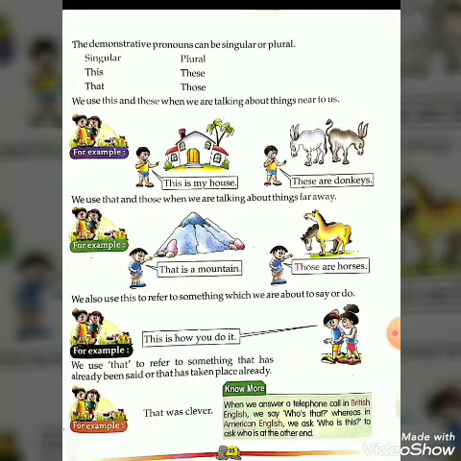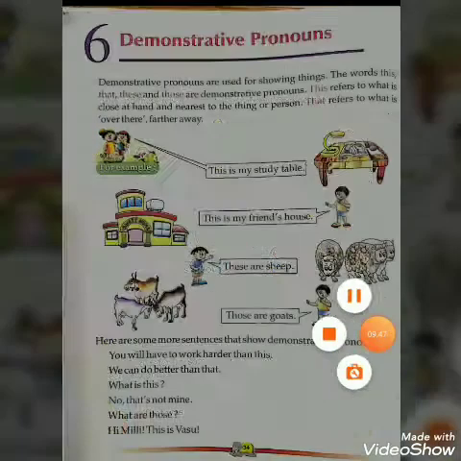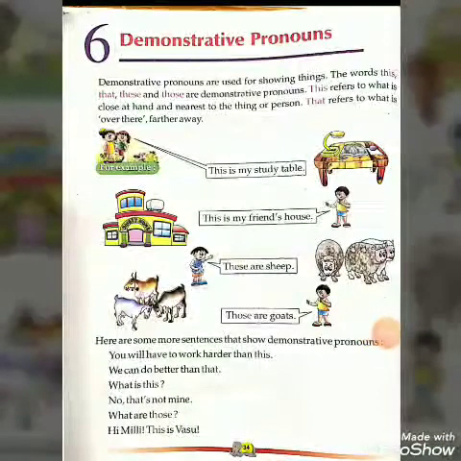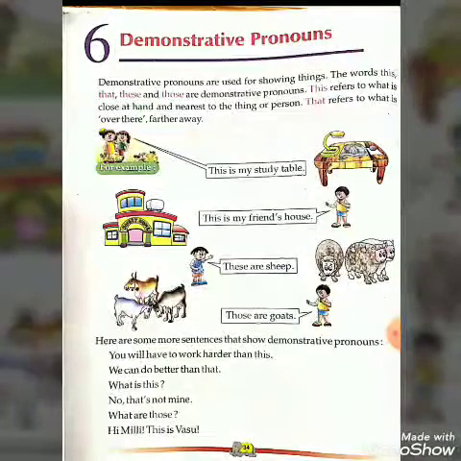On page number 35, you can see on your screen, when we answer a telephone call in British English, we say, who's that? Whereas in American English, we ask, who is this? To ask who is at the other end. Okay? Now, this is all about revision of chapter 6, demonstrative pronoun.